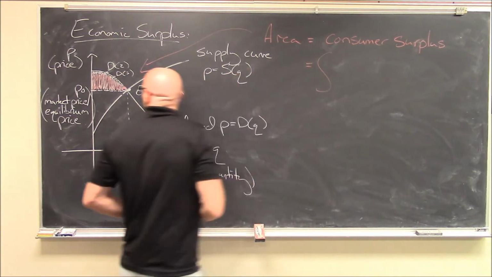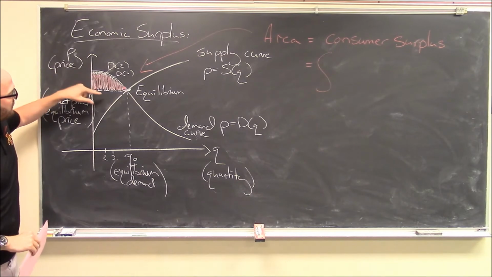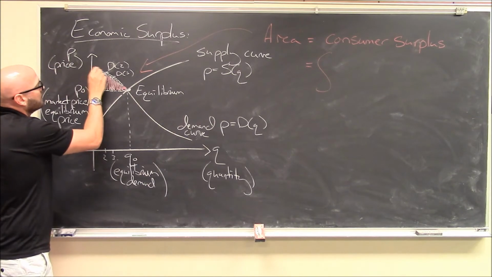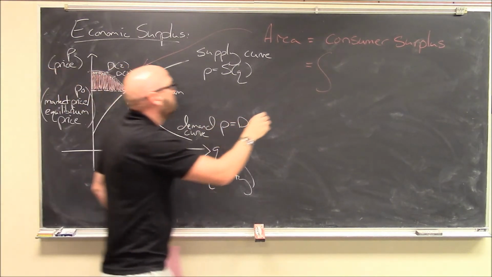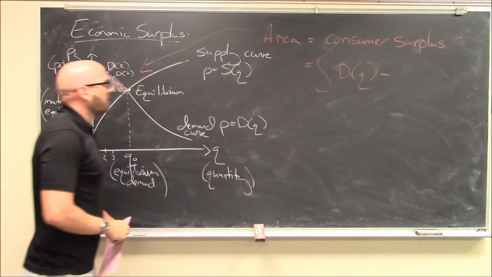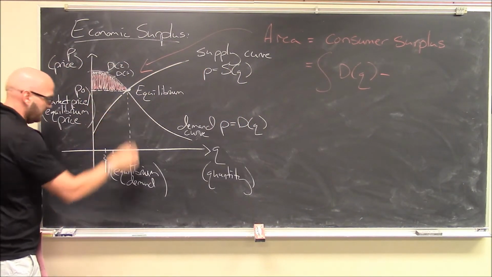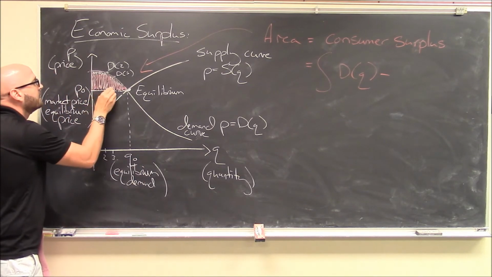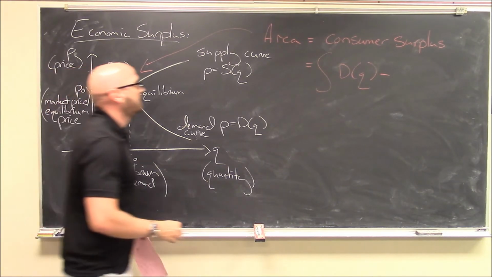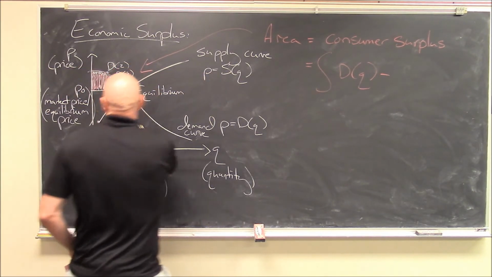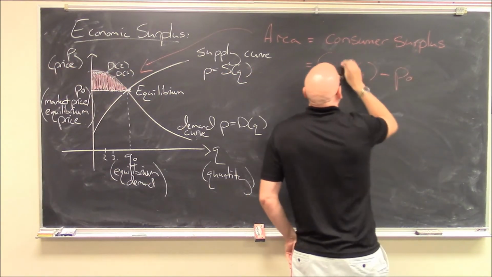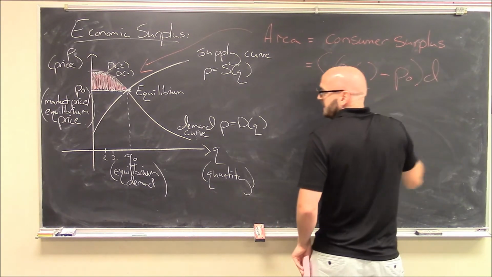And what's it equal? Well, it's the area between these 2 curves. So what's my upper curve? I'm integrating something. My upper curve is the demand curve, so D of Q. What's my lower curve? Well, my lower curve is just this white dotted line here. What curve is that? Well, that curve is P naught. So it's D of Q minus P equals P naught, P naught being the market price, dq.